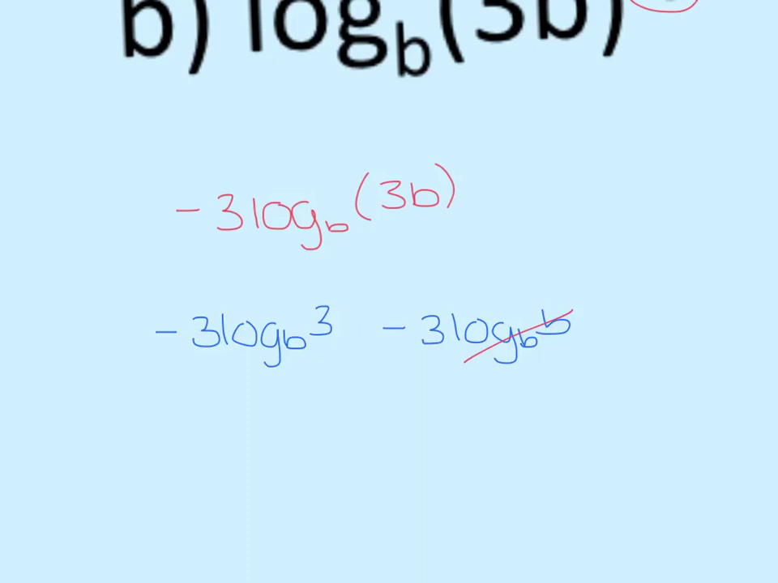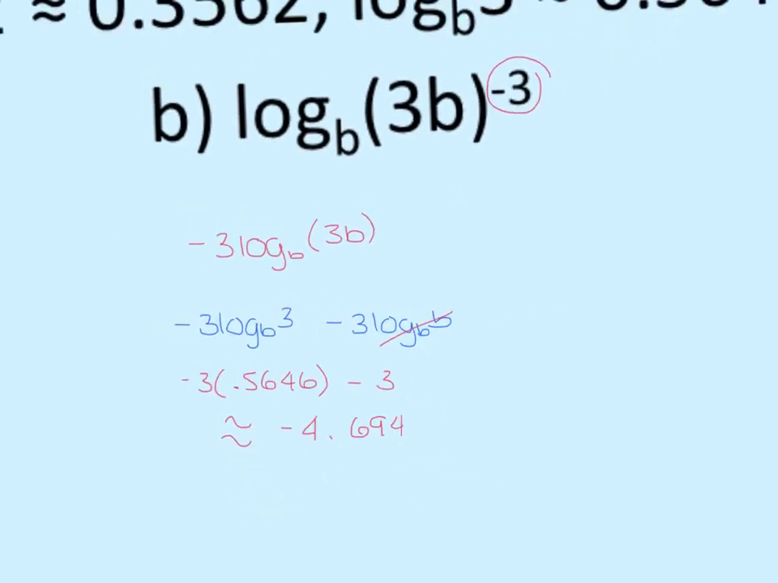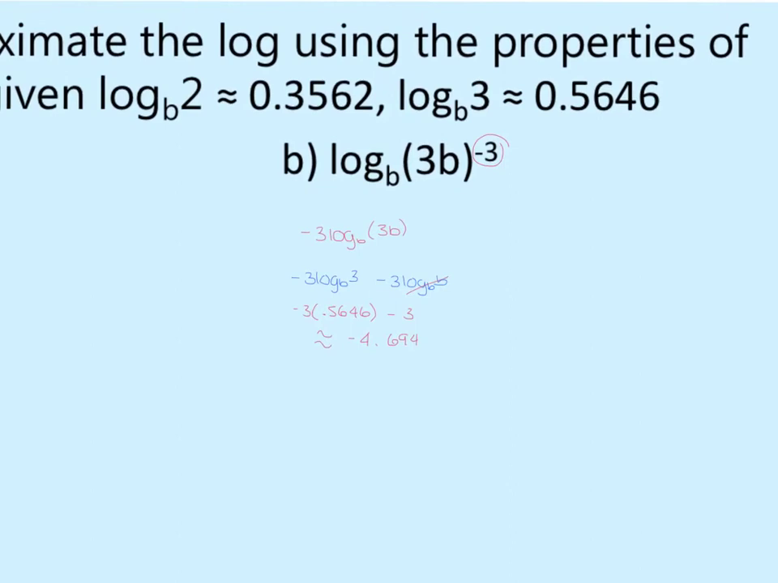And log base b of 3 was in the given as 0.5646 minus 3. Now let's evaluate that. When you put that in your calculator, you get approximately negative 4.694. Let's round to 3 place values. So again, for these, what you want to do is simplify and then see if you can obtain the components that are in the given, and then use substitution and simplify that using order of operations.